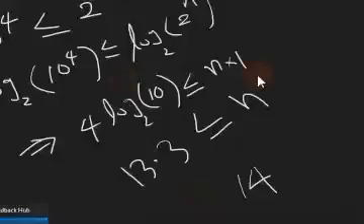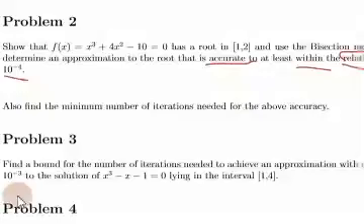I hope you understood this one. So this is question 2, part B. We have done the first part: show that the function has a root in this interval. That means you substitute the endpoints and check the sign of the product of f(1) and f(2). If it is negative, then we can say there exists at least a root in this interval.